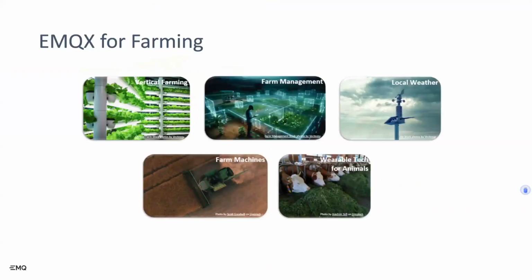I spent some time making sure not to disclose our customers' details, so I have to replace our scenarios with free pictures from the internet, and some of them are AI-generated. Basically, we have 5 very relevant scenarios in farming. Number 1 is called vertical farming.